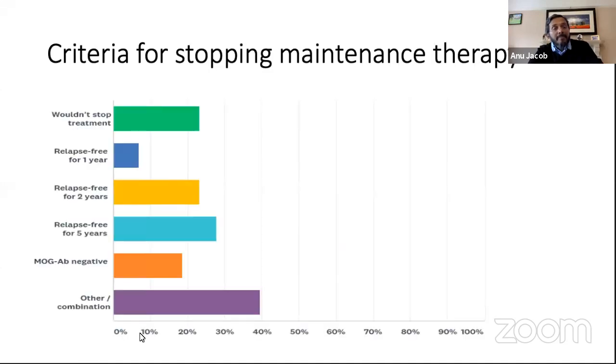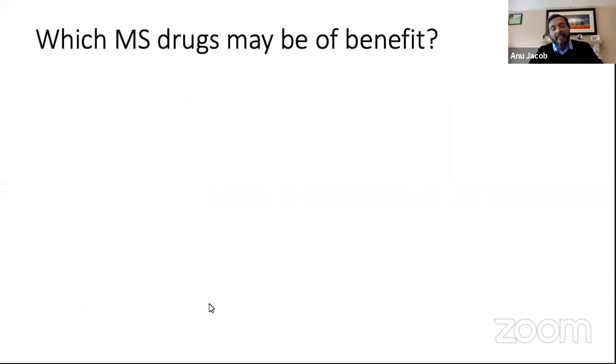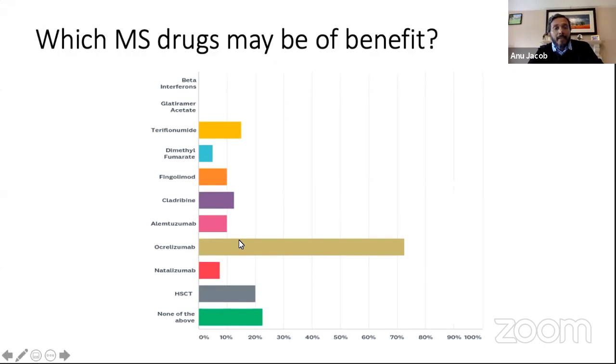When do you stop treatment? Some people say they don't stop. Relapse for 1 year, for 2 years, 5 years, when antibody becomes negative. People are not quite sure. And I think most of us are in the same boat. We don't really know. It's an evolving disease, but quite rapidly so. And then we also asked which MS drugs will be of benefit. Unsurprisingly, ocrelizumab came on top, and the other drugs have also been thought about, but clearly nobody is using it on purpose yet. So experiences will be valuable.